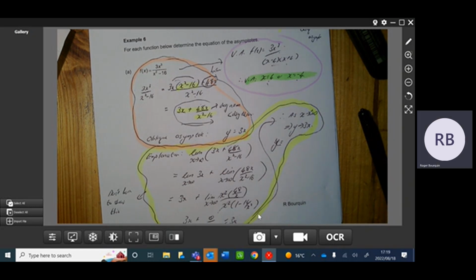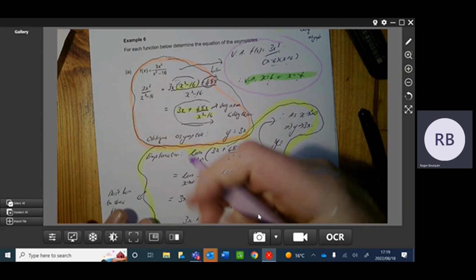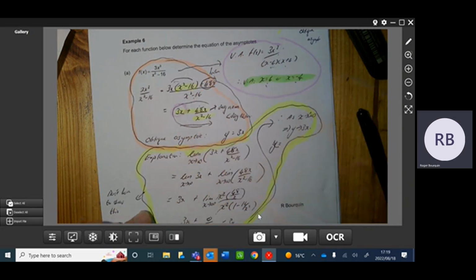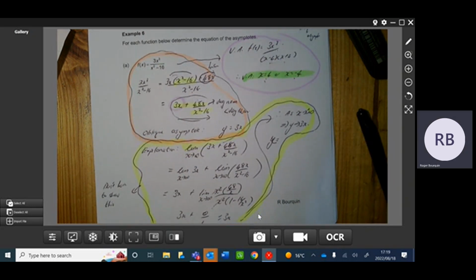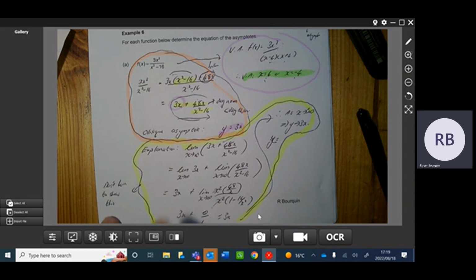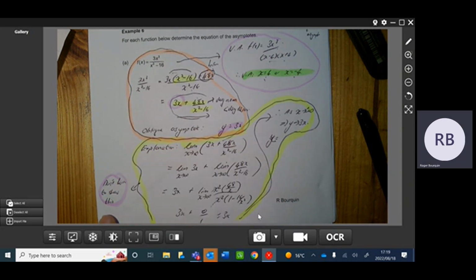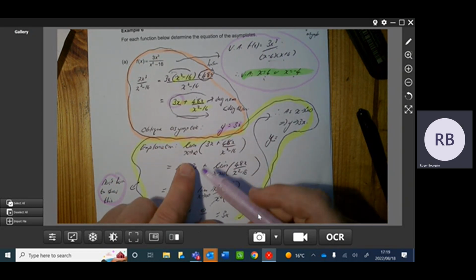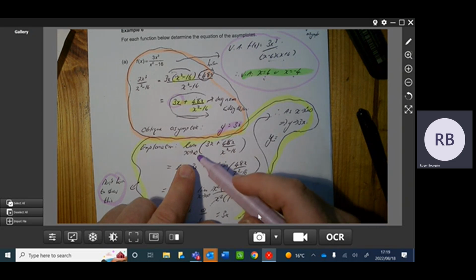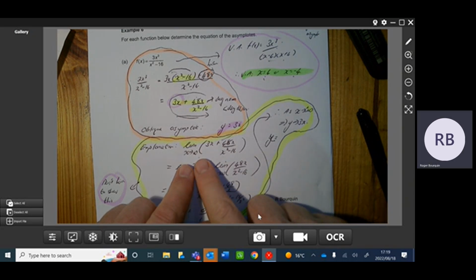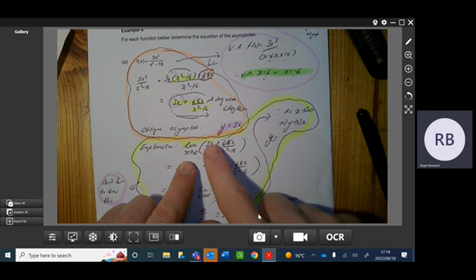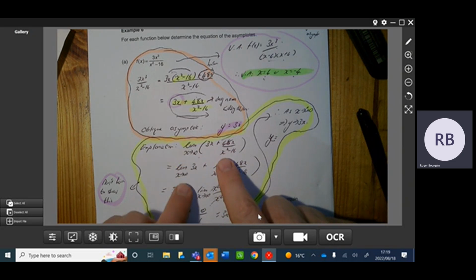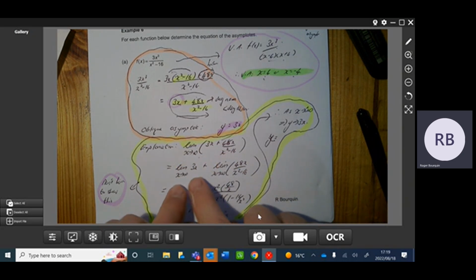Your oblique asymptote is always simply the quotient, in other words the answer you get after you've divided out. In this case the quotient is 3x, so your oblique asymptote is the line y = 3x. That's all the working you'd have to show. The rest is just an explanation, and you don't have to write it down.